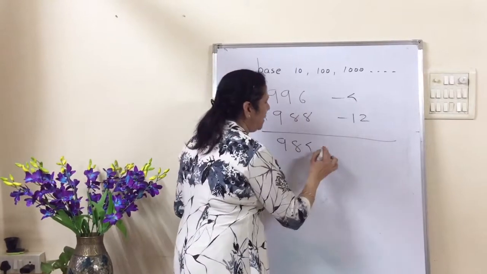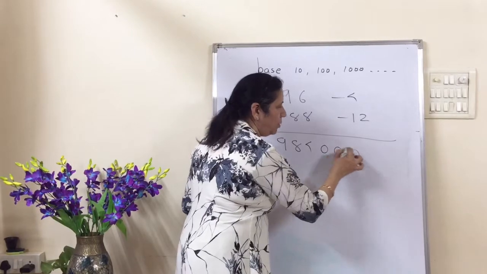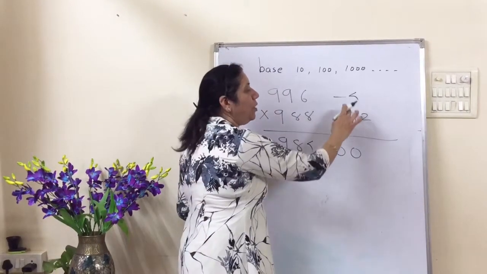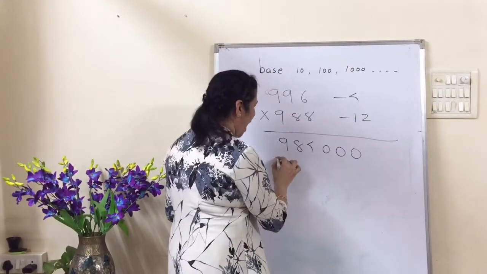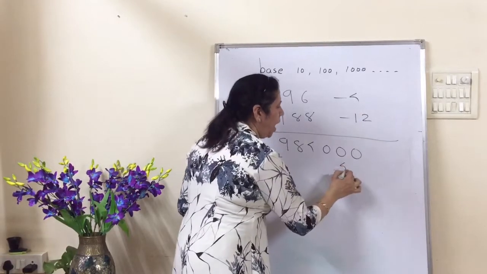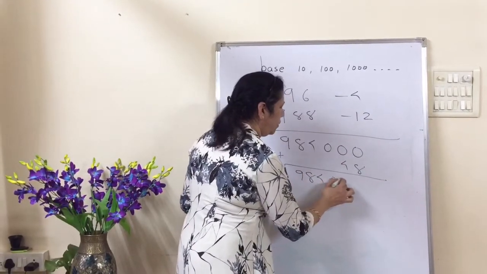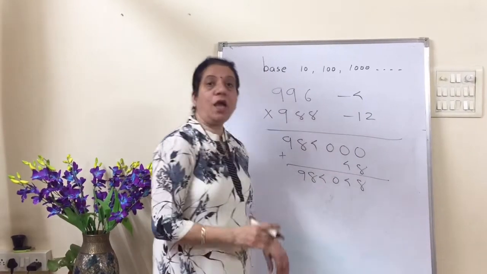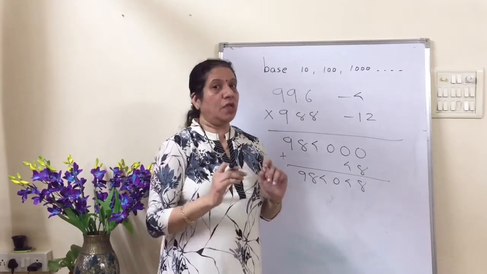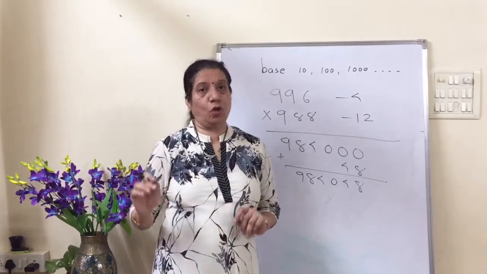Now since the base is 1000, we will put 3 zeros here. Now minus into minus is plus. So we will add, what is 12 fours? 48. So final answer is 984048. So see how quickly you can do such difficult multiplications also.